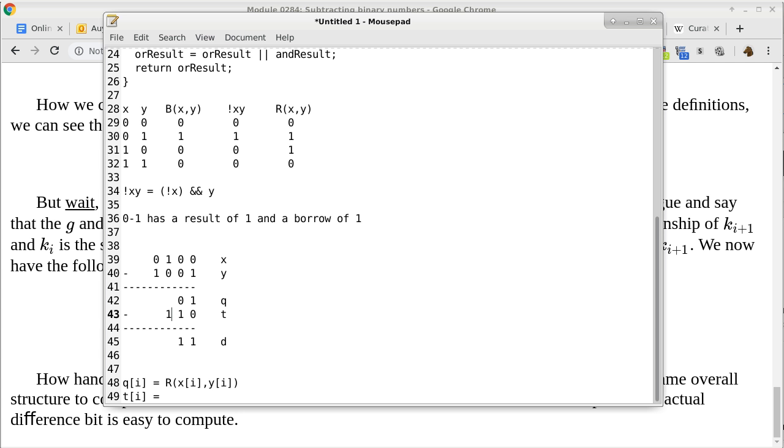So now we have 1 minus 0. What is that? It has a result of 1. Does it have a borrow? Nope. 1 minus 1 is 0. Does it have a borrow? No. So I have no borrow here at all. 0 minus 1 is a 1 with an overall borrow. And then we have 1 minus 0 being a 1. So that completes the whole calculation.